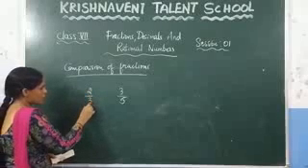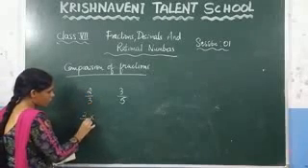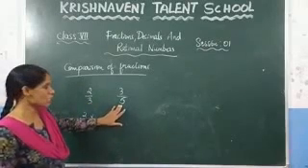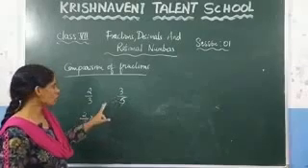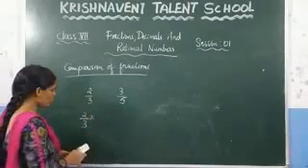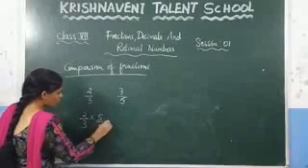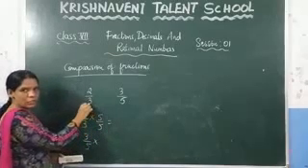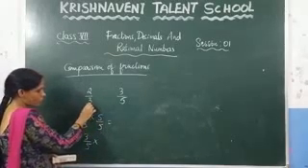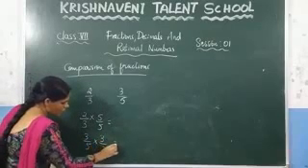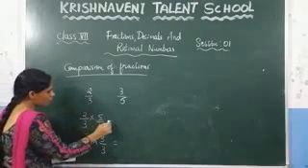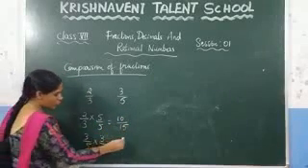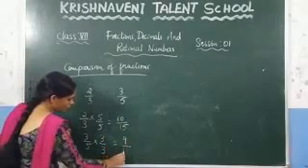Consider the first fraction, 2 by 3, and here you need to see the next fraction's denominator. What is the next fraction's denominator? 5. This 5 you need to multiply and divide with the first fraction: 2 by 3 into 5 by 5. Now consider the second one, 3 by 5. Now you need to multiply with this denominator. What is this denominator here? 3. So multiply and divide with 3. So what do we get here? 5 into 2 which is 10 and 3 into 5 which is 15. Similarly here 3 into 3 which is 9 and 5 into 3 which is 15.